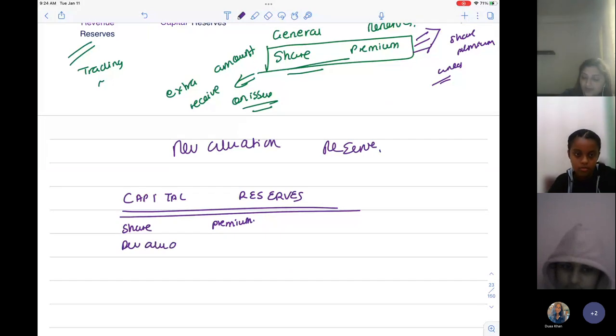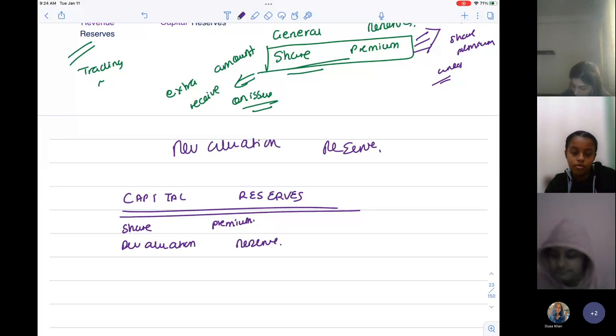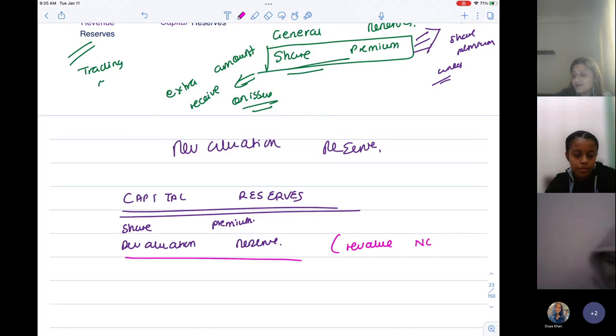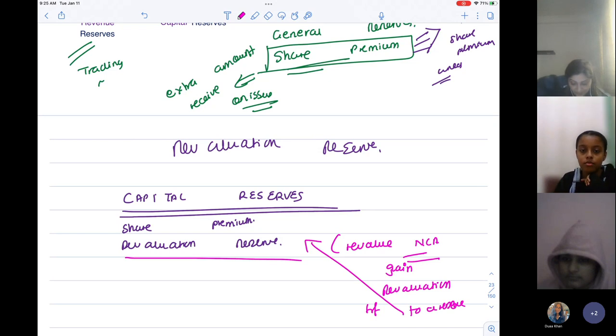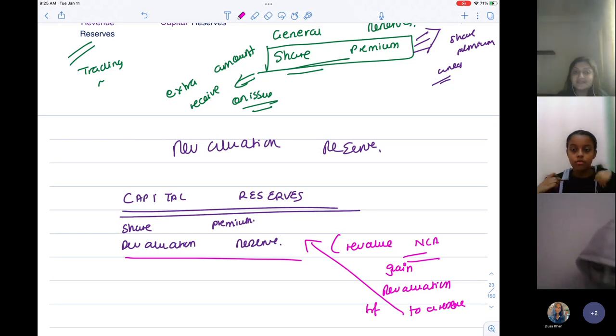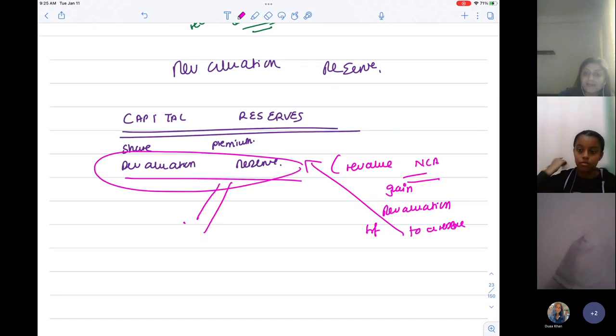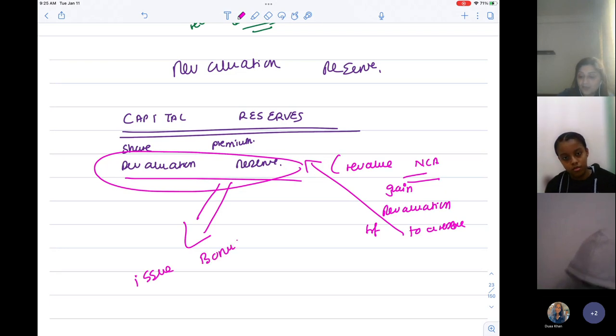Revaluation reserve. Can you tell me what you mean by a revaluation reserve, or what it is and how it comes to us? Kind of like the profits you get from revaluing your assets. Okay, so the company may revalue its non-current assets, and any gain that you get out of this revaluation is transferred to a reserve, and the name of that reserve is revaluation reserve. Please note, it is a capital reserve and it is used to issue shares to existing shareholders. Revaluation reserve can only be used to issue bonus shares. What are bonus shares?